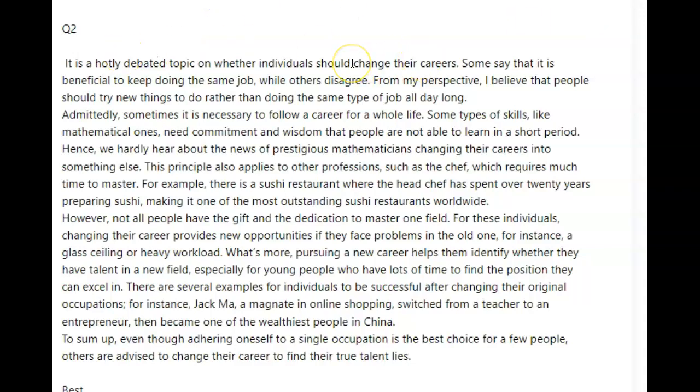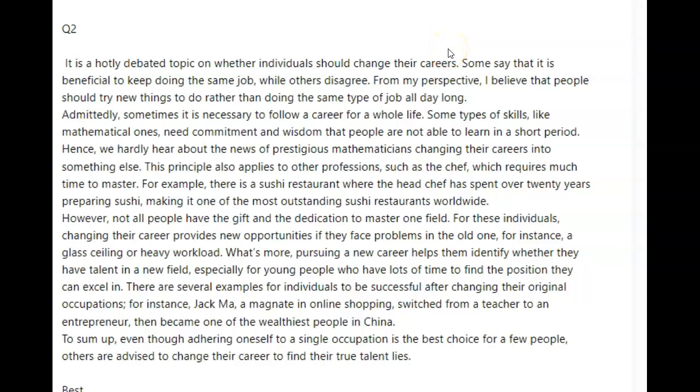This is the one about whether they should stay in the same job their entire life or whether they should switch jobs at least once. That's what I understand from this. So, it is a hotly debated topic whether people should change their careers or if they should stay in one job.